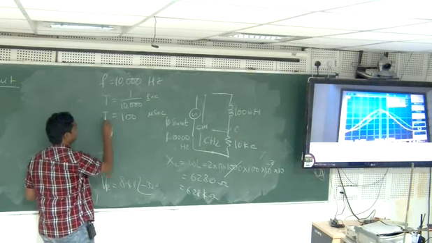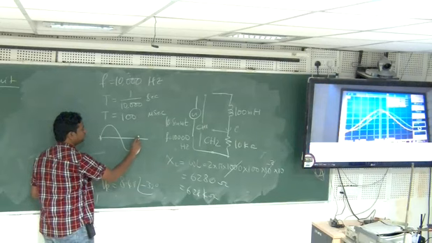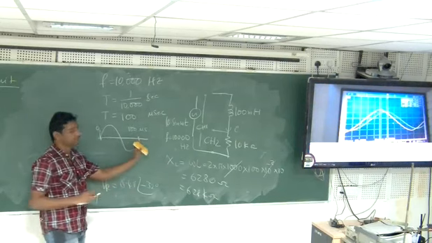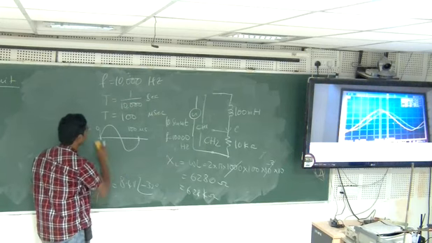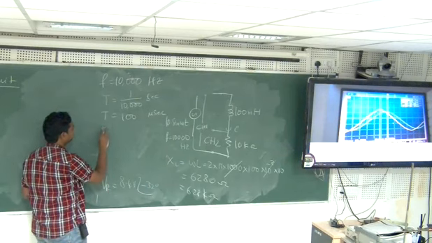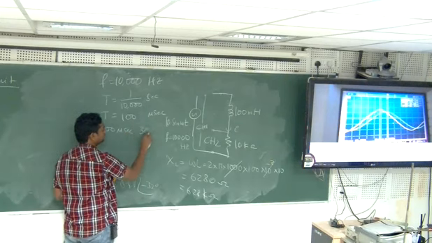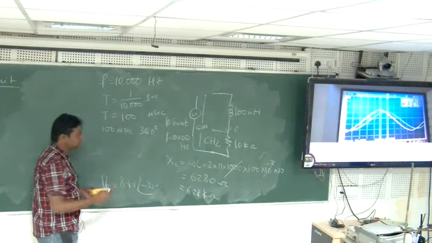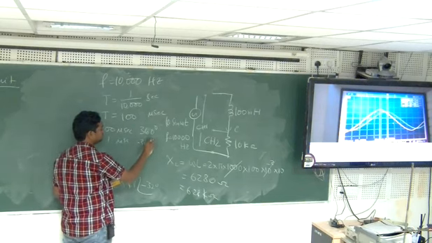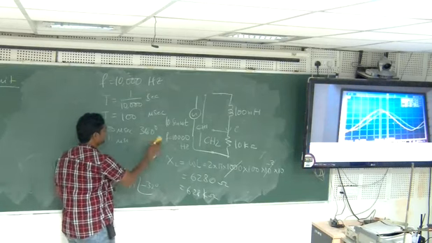That means if I draw the waveform like this, from this point to this point, it is 100 microseconds. If it is 0 microseconds at the start, then it is 100 microseconds at the end. See, 100 microseconds represent 360 degrees in angle. So 1 microsecond represents 0.36 degrees. Is that correct? Sorry, 3.6 degrees.